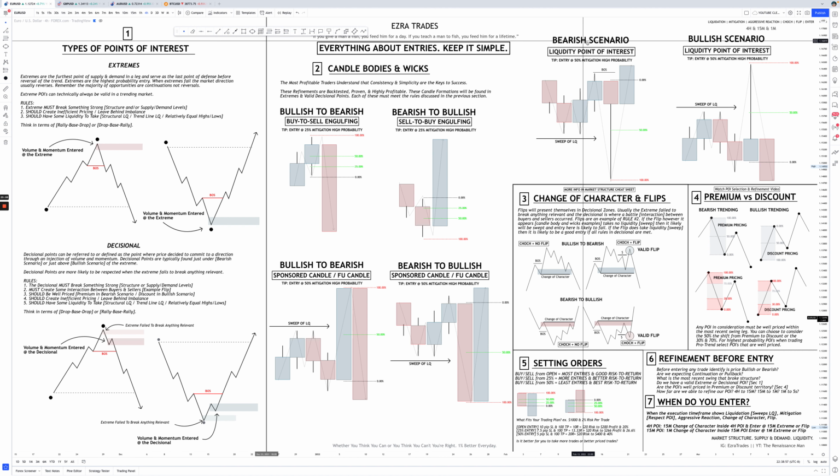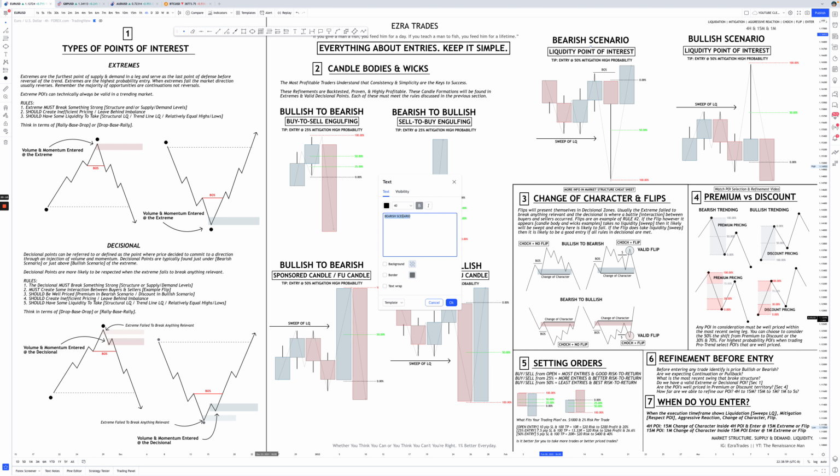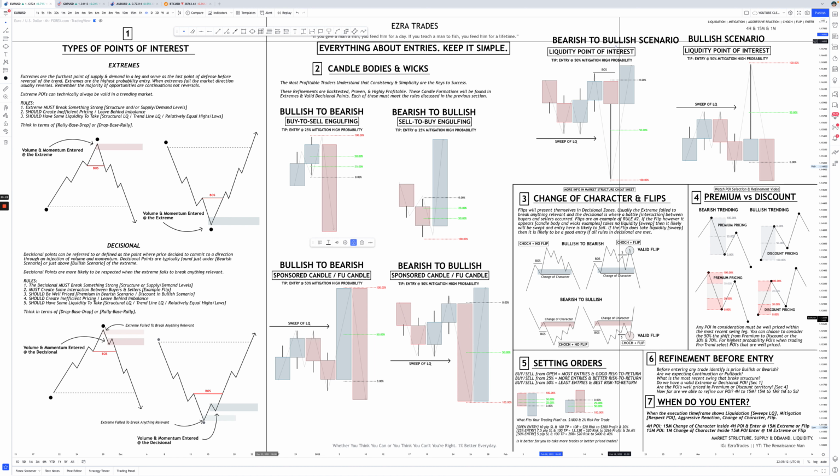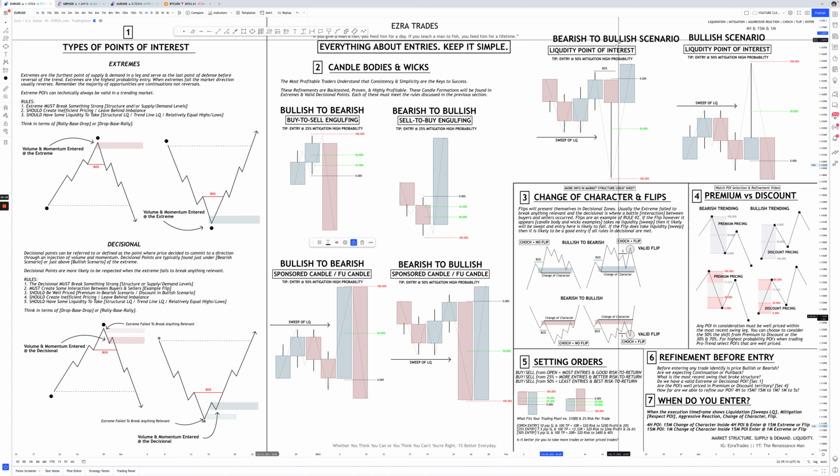But this one was, let's make sure I actually correct that. Bearish to bullish. Sorry about that. Should have fixed that before the video, but I did not notice that. So this would be a bearish to bullish scenario. How do I unlock that thing here? There we go.